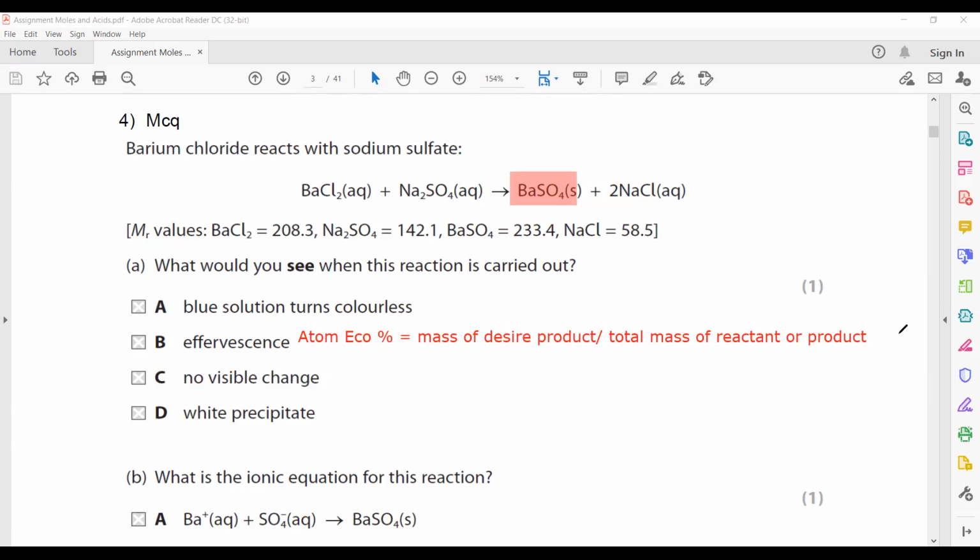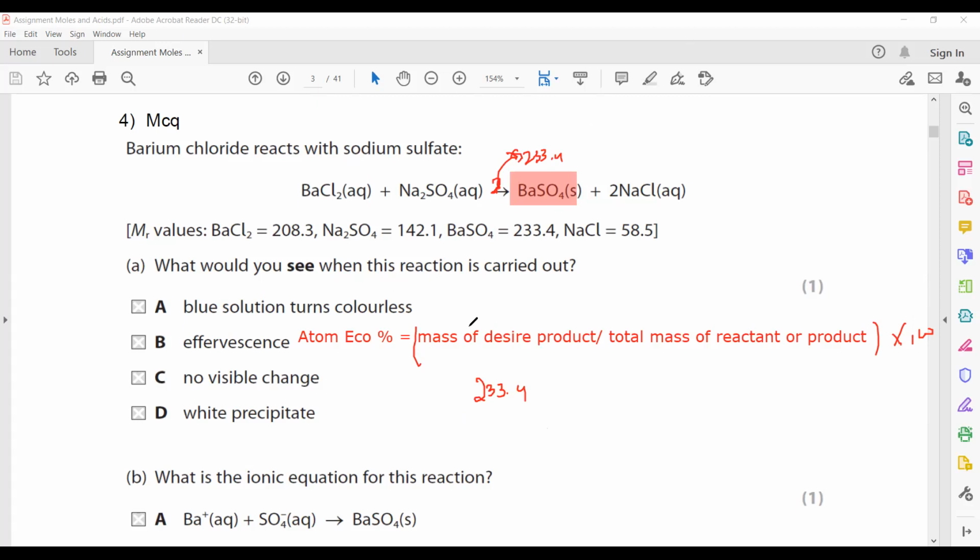So the mass of the desired product, because our desired product is barium sulfate, is 233.4. If a 2 was written, then this would be multiplied by 233.4. But because it is 1 mole, it's 233.4. Then the total mass of the reactants or products.